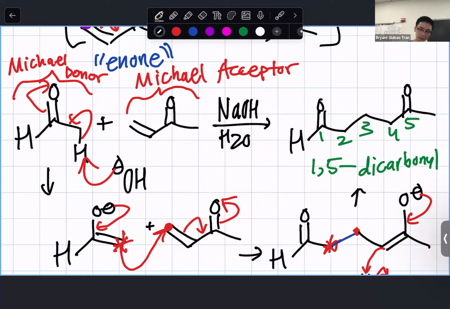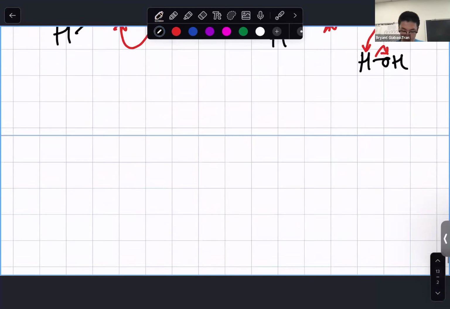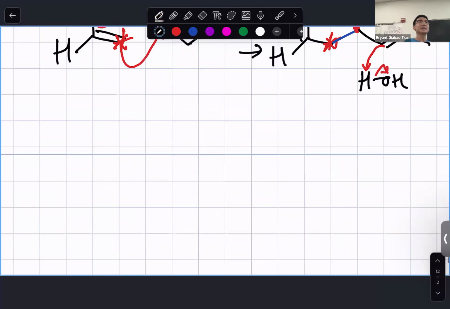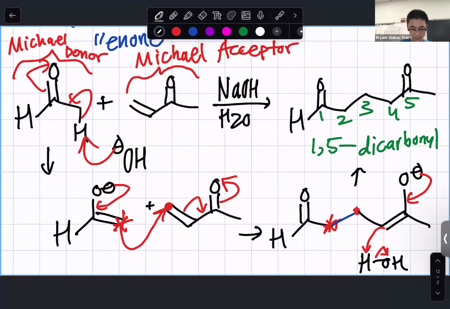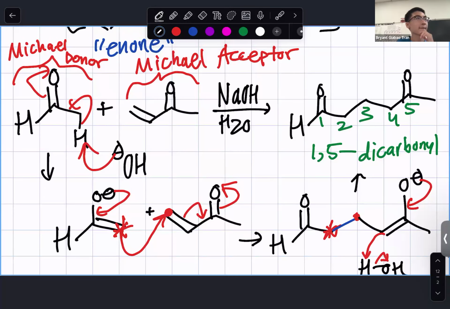Will a clear indicator that it's a Michael addition be if there's an enone present? Yeah, if you see an enone and an enolate ion that could get formed, then that's a clear indicator of Michael addition, right?